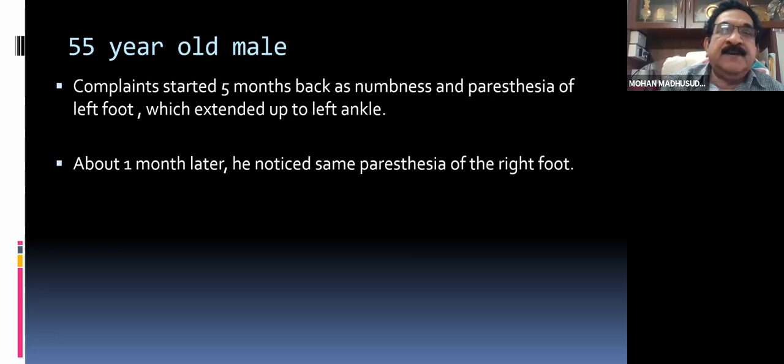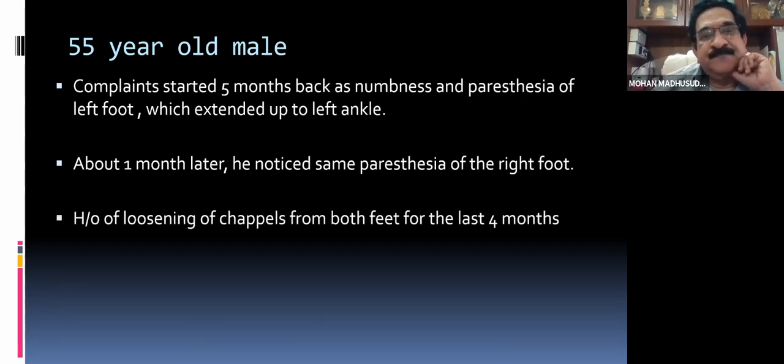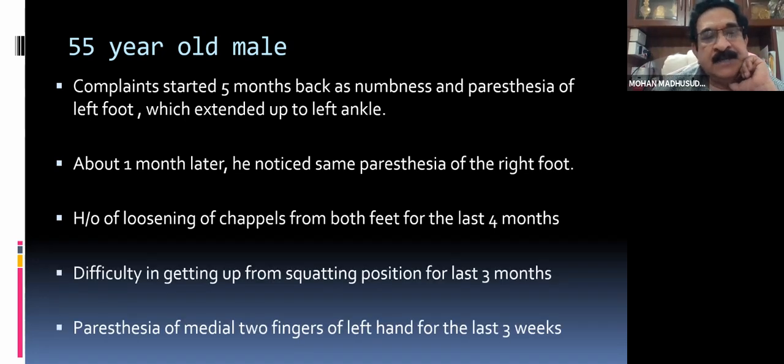A 54-year-old male. The complaint started 5 months back as numbness and paresthesia of the left foot, which extended up to the left ankle. About 1 month later, he noticed the same paresthesia of the right foot. Slipping of the chappals off both feet for the last 4 months. Then he noticed difficulty in getting up from squatting position for the last 3 months. Paresthesia of the middle two fingers of the left hand for the last 3 weeks.